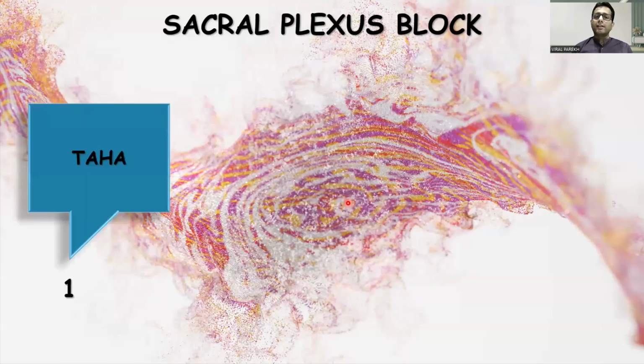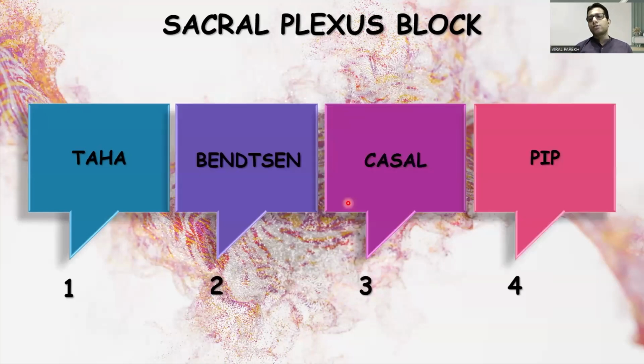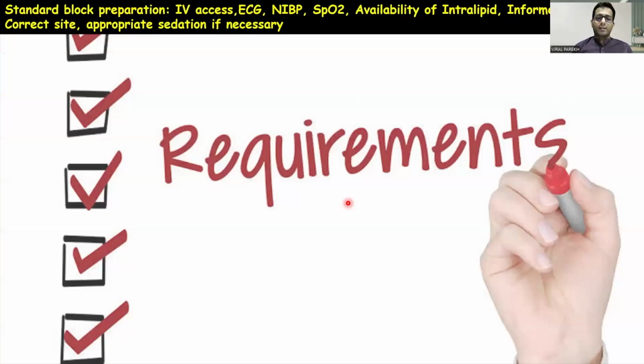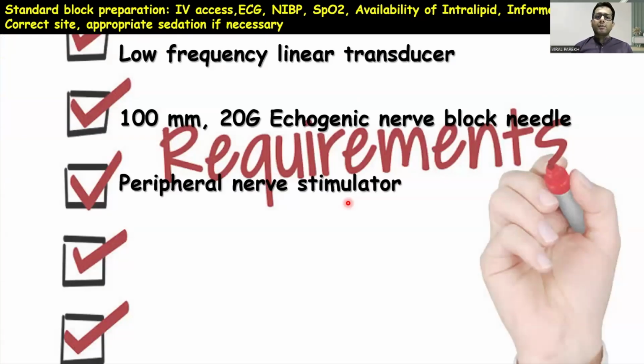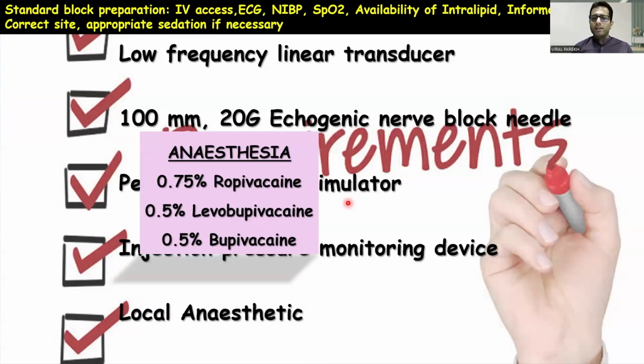Now there are different approaches to the sacral plexus which have been described, like the Taha approach, the Bendtsen approach, the Kazal approach, and the PIP approach. You definitely need to know all of them, but you need to try doing one approach with which you can develop your skill and do it more effectively. Again, the requirements remain the same as I mentioned for the lumbar plexus block.